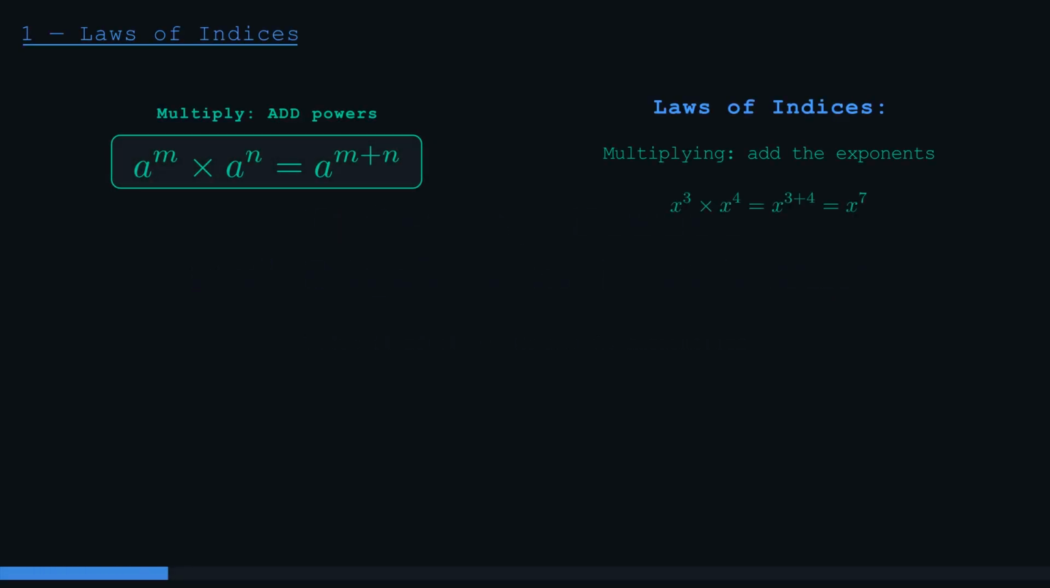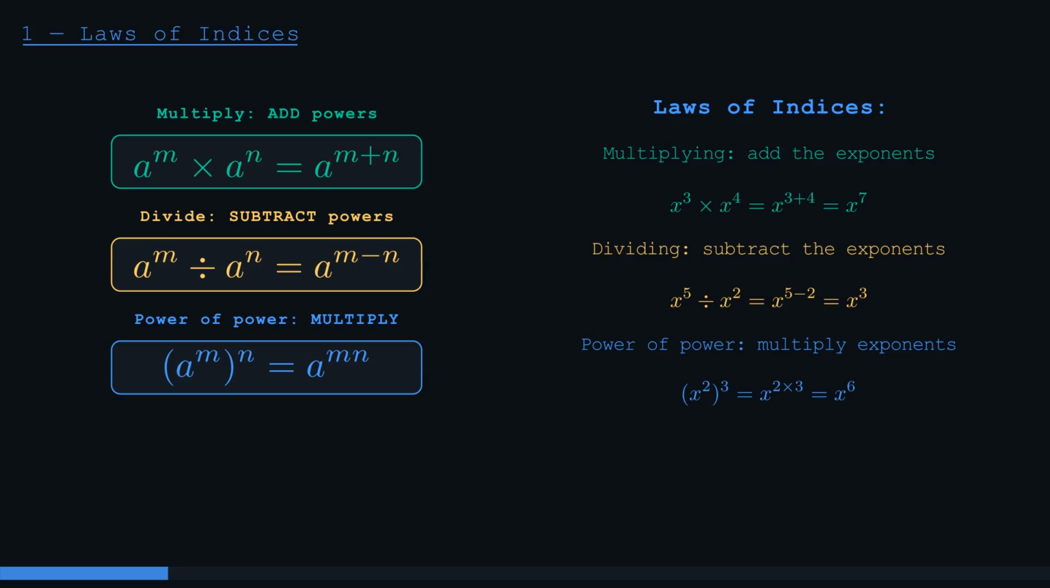There are three core laws of indices. First, when multiplying terms with the same base, add the exponents. X cubed times x to the 4 equals x to the 7. Second, when dividing, subtract the exponents. X to the 5 divided by x squared equals x cubed. Third, when raising a power to a power, multiply the exponents. X squared, all to the power 3, equals x to the 6.